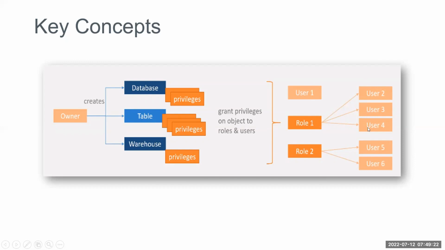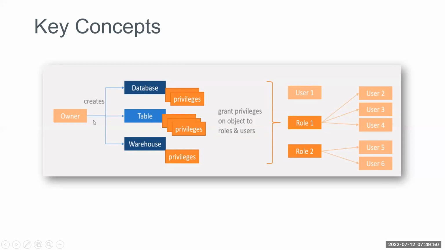So what is the advantage here? Suppose I have a new joinee in my team, suppose user 7, and he will come under the developers group. So instead of providing all these privileges to that user, we can simply grant this role to that user. So he will be able to access all the developer related objects, and whatever access we have defined in the privileges, he will get that access.